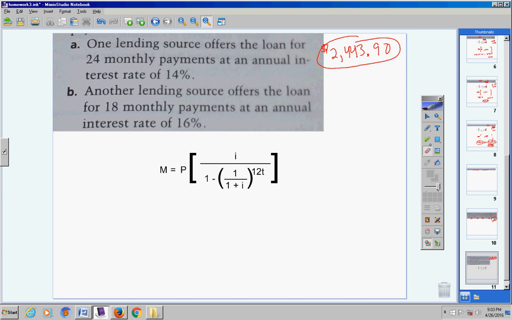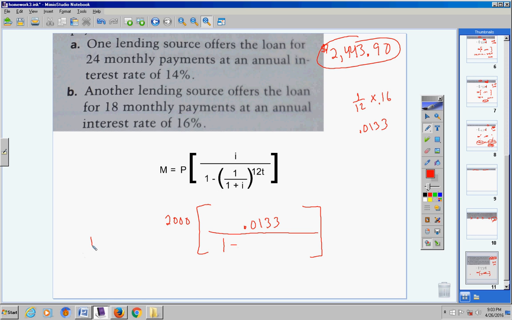Now let's find your total payment over 18 months at 16%. So you're paying a higher interest rate, but it's a shorter loan. Let's see what happens. Where P is, we put 2,000. And then up top for your I, we have 1/12 times 0.16. So let's see what we have here. 0.013333, so 0.0133. Now, here we have 1 minus, and then we have 1 over 1 plus 0.0133. And of course, 1 plus 0.0133 is 1.0133. And all of that is to the 12t power.